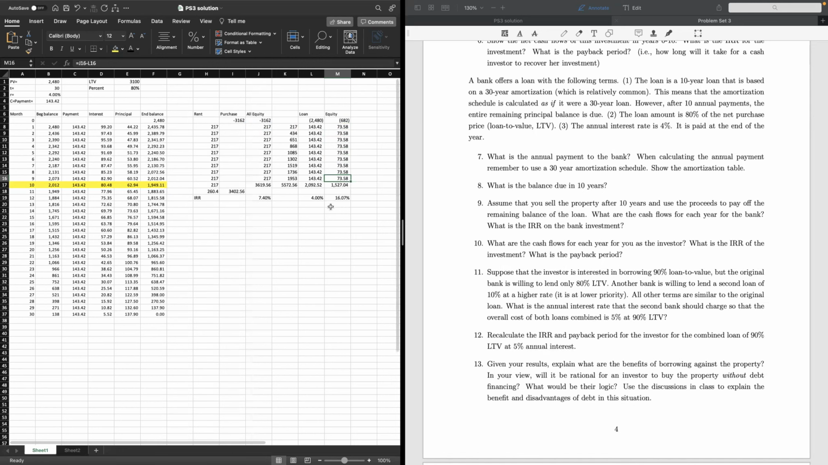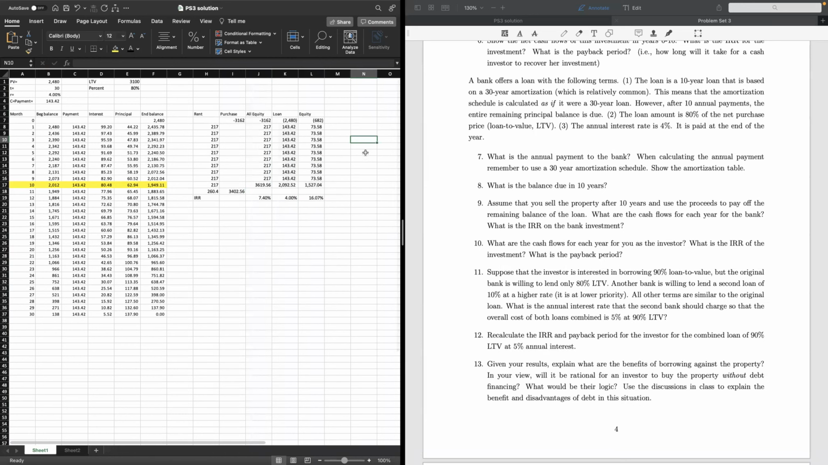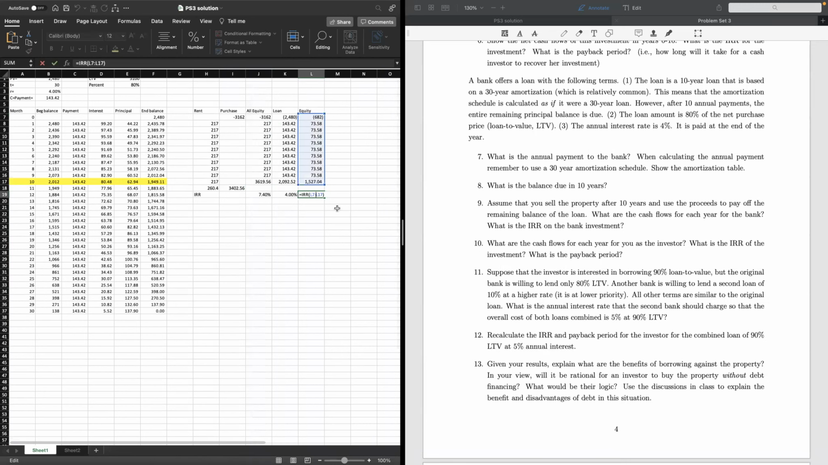Things are slightly more complicated at the end of year 10. At the end of year 10, you will get the sale price adjusted by the transaction cost, minus the payment to the bank. Still, the payment includes the annual payment and the ending balance. I will just delete this part to make things look easier. From here, I calculate the ARR. It's around 16%. When I'm grading, I'm looking for a similar number. If you get 15 or 17, it's fine.